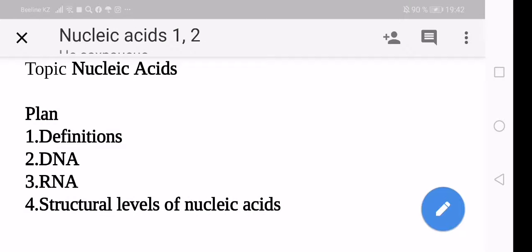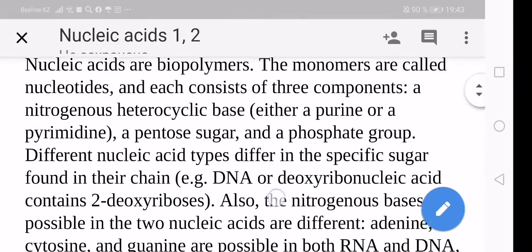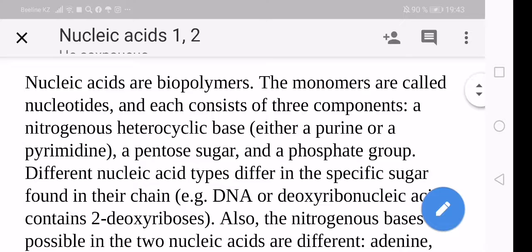The topic of today's lecture is nucleic acids. The plan: definitions, DNA, RNA, and structural levels of nucleic acids. Nucleic acids are biopolymers. The monomers are called nucleotides, and each consists of three components: a nitrogenous heterocyclic base, either purine or pyrimidine, a pentose sugar, and a phosphate group.